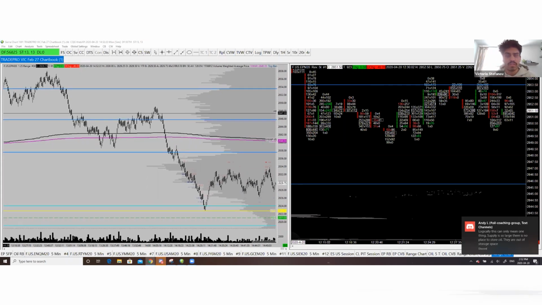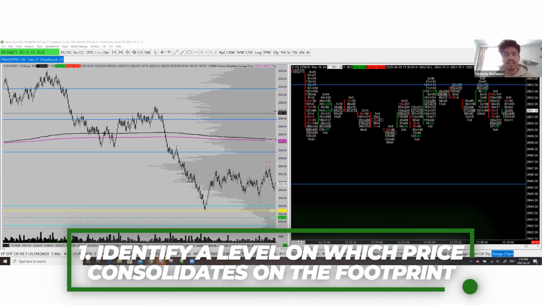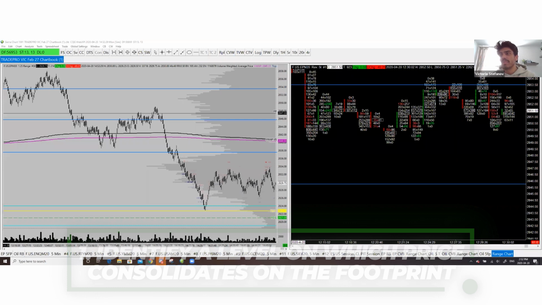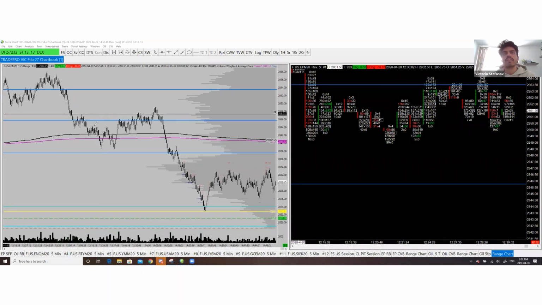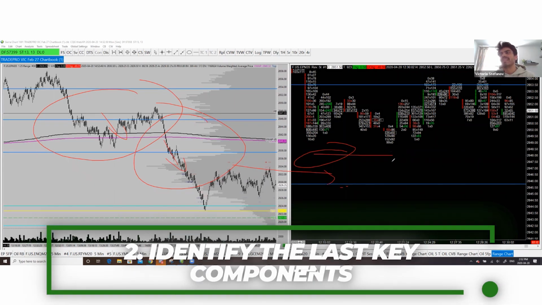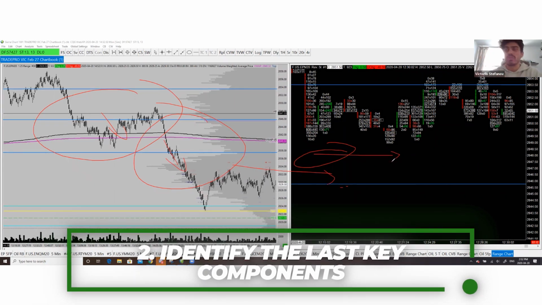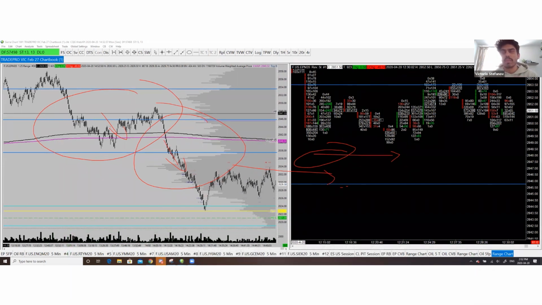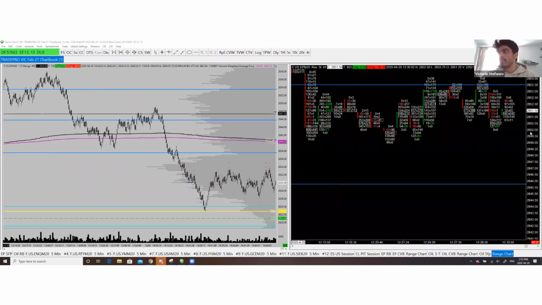The two components are, first, we identify a level at which price consolidates on the footprint. So sideways movement, rotations, something of this sort. So after we've identified the market structure, we do have bear trends here on the range bar. We move over to the footprint and identify those last key components that puts this whole strategy together. So if we are just skipping the market structure for now and we can confirm that it's a bear trend, everything looks good, lower lows, lower highs, we then move into the footprint where we look for areas of consolidation.